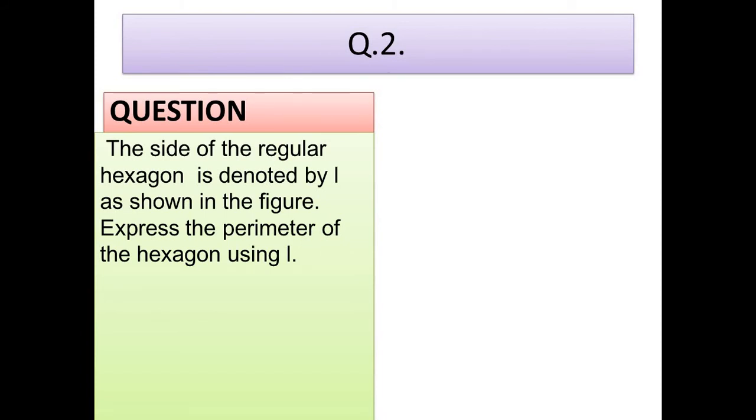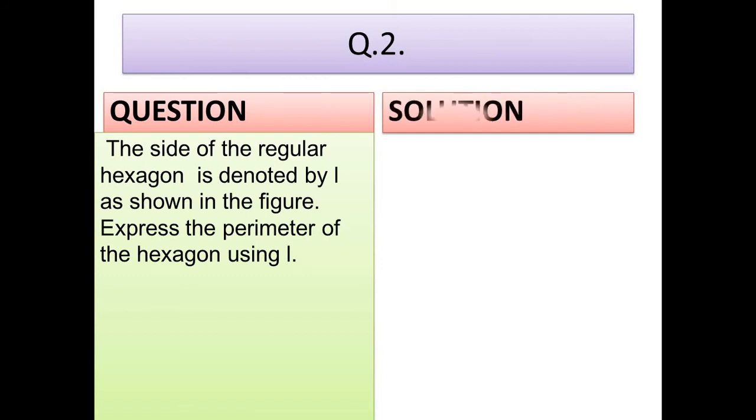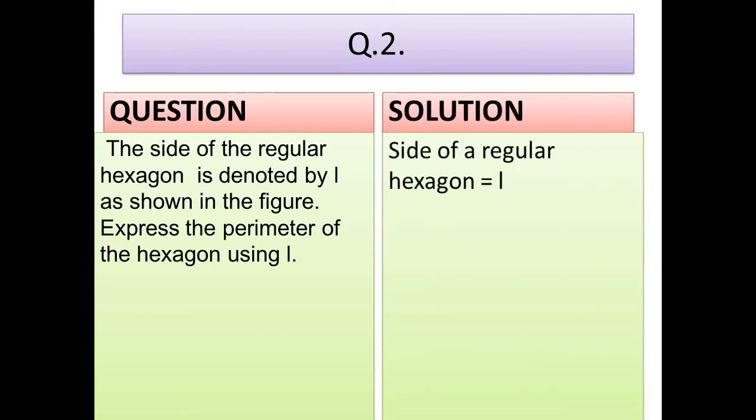And what do you mean by a regular hexagon? Regular hexagon is a hexagon whose all sides are equal. So if one side of a regular hexagon is L, that means all the sides measure L. So how will you write the statement? You will write sides of a regular hexagon is equals to L. Since no denotation is given, so you will not mention whether it is centimeter, meter. You will just write L.